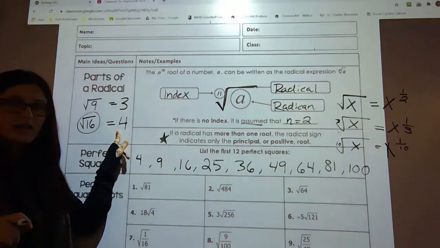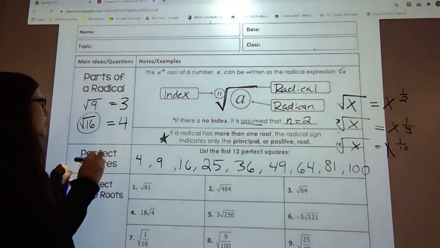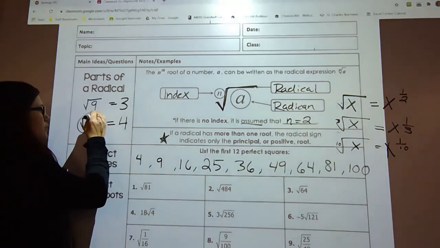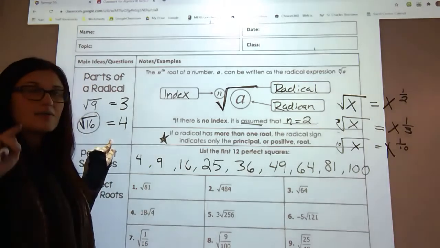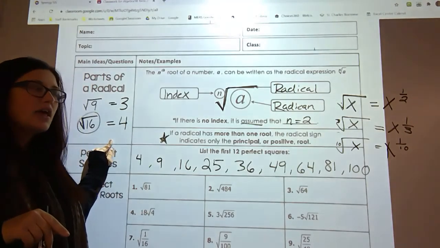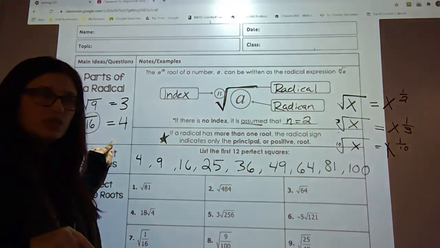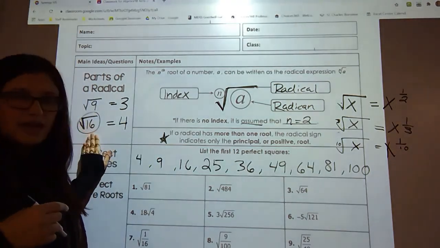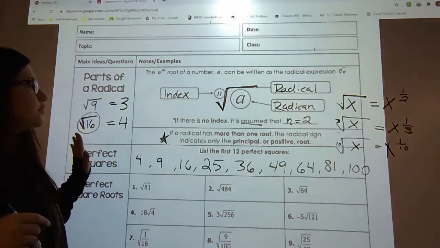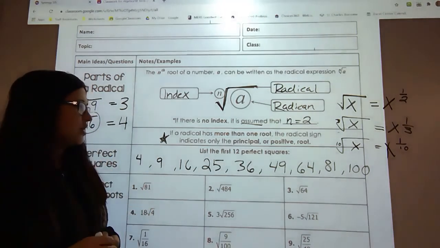Why did I not write -4? Why was that not part of the answer? Well, because this square root guy right here, it also enforces you to make a positive number, okay? And we'll see that in our next section, or 2 sections from now. We'll have to see that again. So the square root means positive, all right, just so that we're aware.